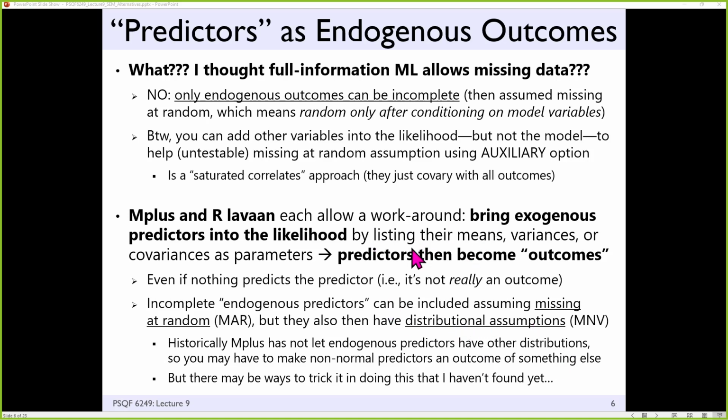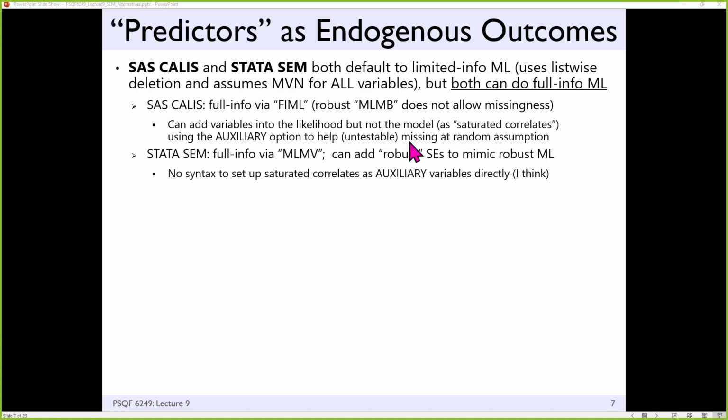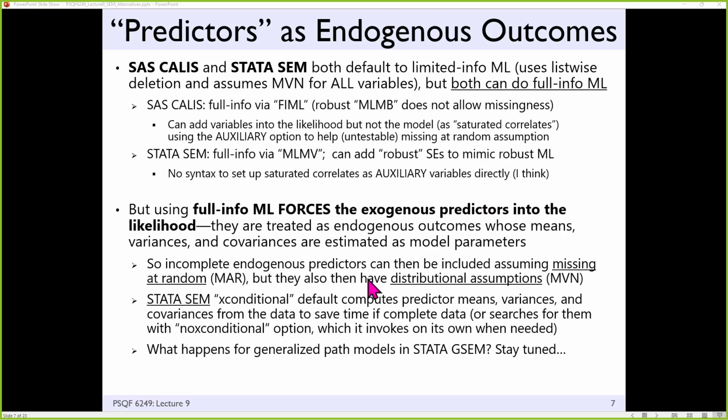So this exogenous versus endogenous distinction is not clear-cut with respect to whether something is a predictor or an outcome. I have a little bit of information about what happens in other packages. In some packages, such as SAS's SEM package and in Stata's, if you ask for full information maximum likelihood, it forces all the variables into the likelihood for you. You don't get a choice. So then your predictors are being treated as outcomes with distributional assumptions.